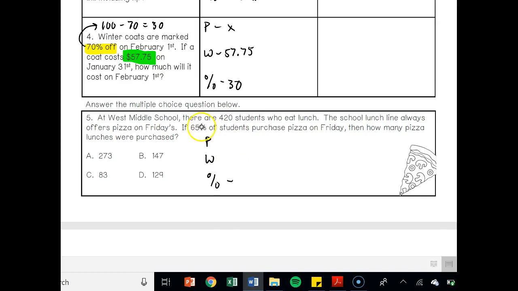Obviously here we've got 65% of students deciding to go ahead and eat pizza. And we have an entire middle school of 420 students. Now they don't all eat pizza, but that is all the students we have, so 420. And we've got to figure out how many of those students ate pizza. So we've got x over 420 equals 65 over 100. I will let you cross multiply and solve.